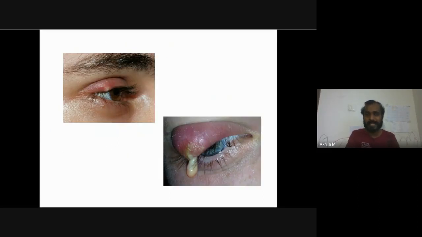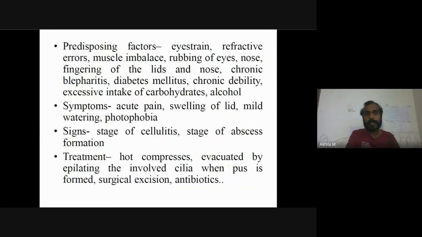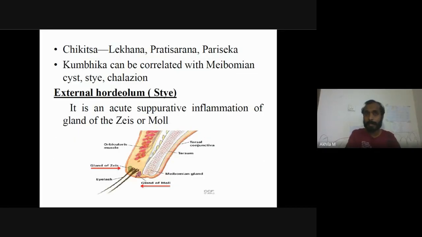From this picture you can see the swelling related to the lid margin and the pus point related to the cilia, that is related to the glands of the cyst or mold. When we pluck and remove the cilia, the pus will be drained out, discharged from the opening. So that is the difference between external hordeolum and the chalazion.